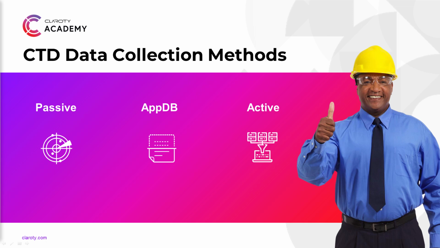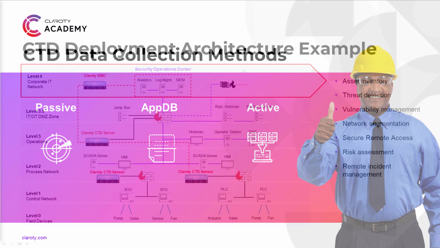AppDB works by extracting device data from device project files. Project files contain configuration settings that govern the specific actions PLCs take within the production environment. The AppDB solution is particularly useful in cases where device information is hard to get. For instance, if a CTD server or CTD sensor cannot get data from a small segment of your network due to the design of the network.